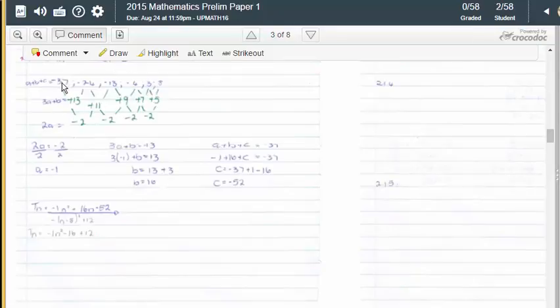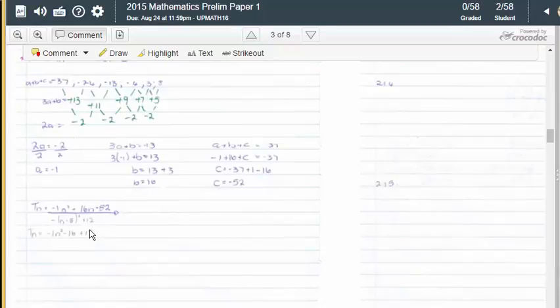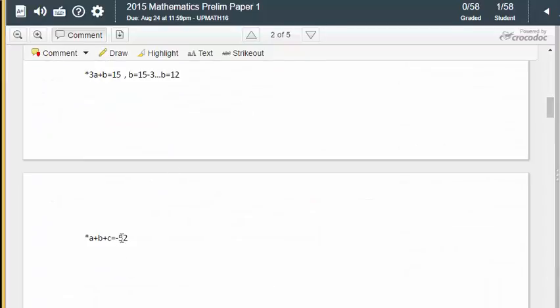Yes, you went back one more step, but then the equations are different. Then the equations aren't 3a plus b, they're just a plus b. And it's not a plus b plus c, it's just c. So in other words, you already had c. C is 52. If you want to do the other method, you must get familiar with the equations.